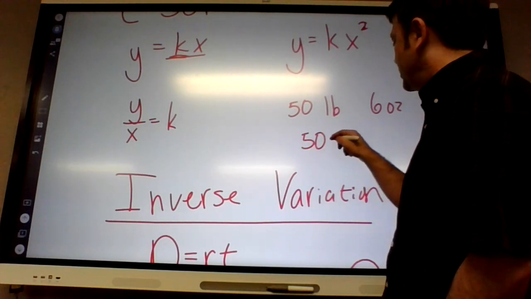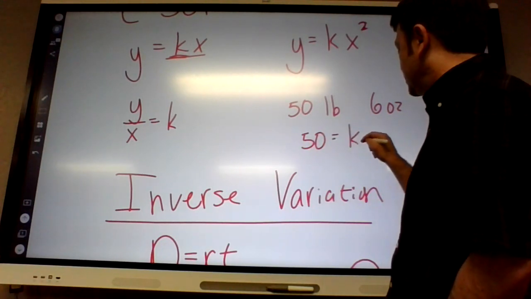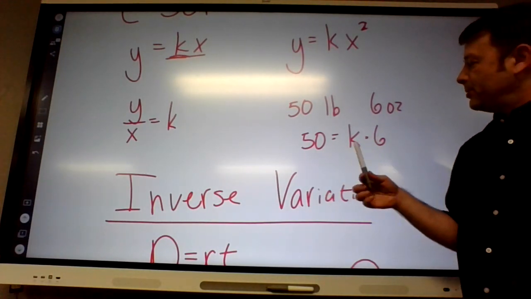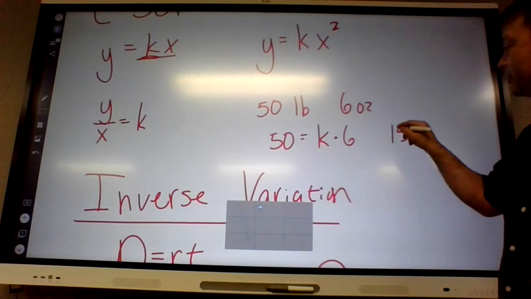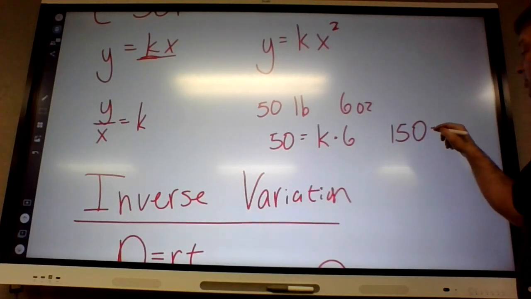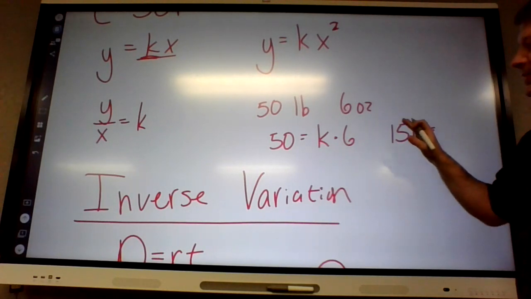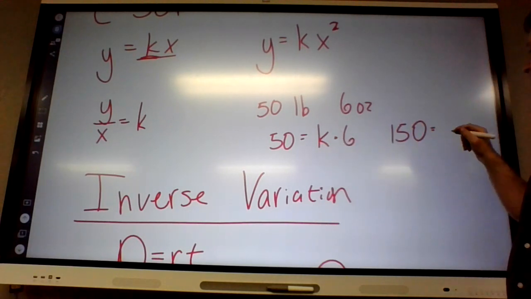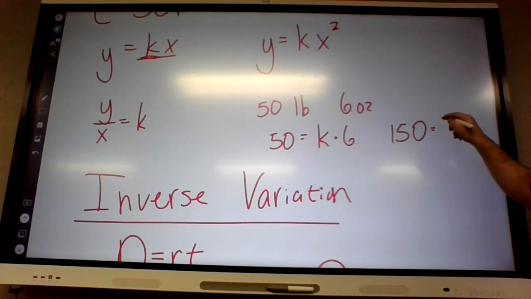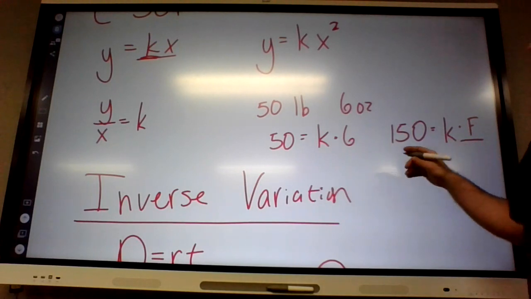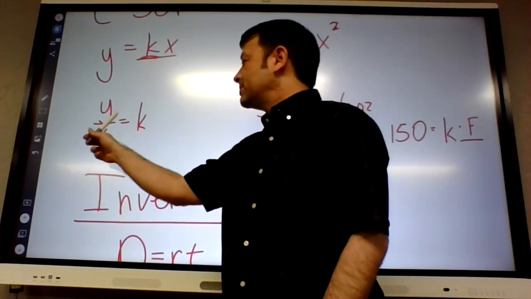Then the relationship could be like 50 equals k times 6. So then they might ask, well, how much should a 150-pound high schooler eat? Well, if you want to solve that, you could figure out k by dividing by 6, then plugging k in over here, and then solving for the food ounces. But the easiest way to do it is just use this little thing right here.